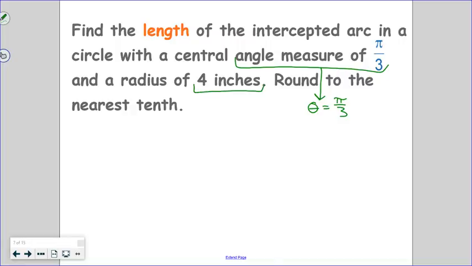They tell us that it has a radius of 4 inches. So in our arc length formula, which is just the radius times theta, we have the radius and theta. So we just put those into our formula: 4 times pi over 3. And it asks us to round to the nearest tenth, so I just grab my calculator. We do type in pi because it says round. So go ahead and type in pi when we do this.